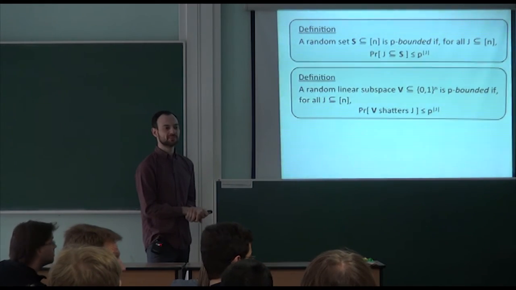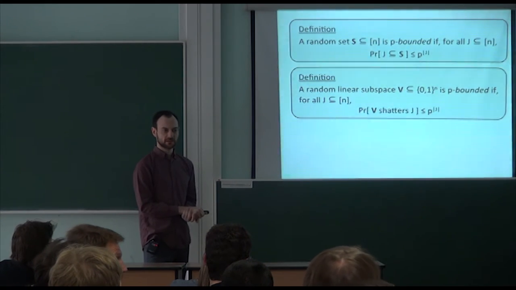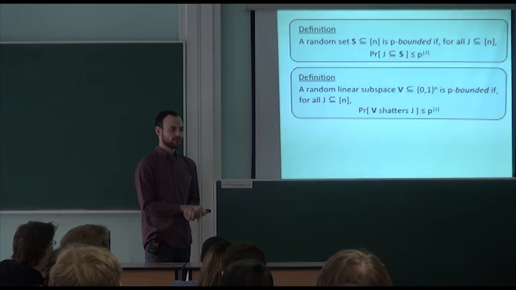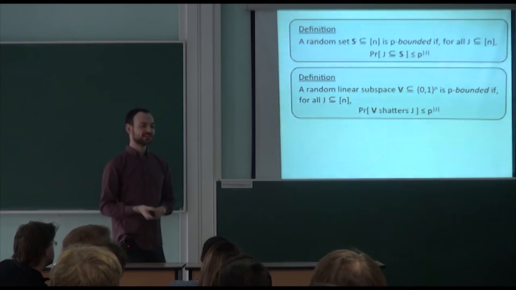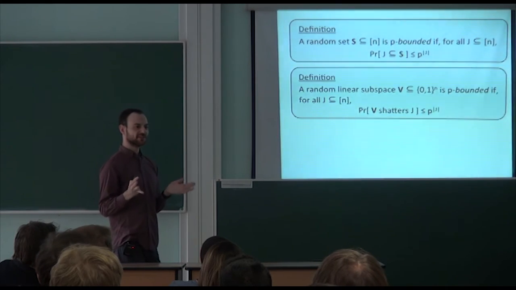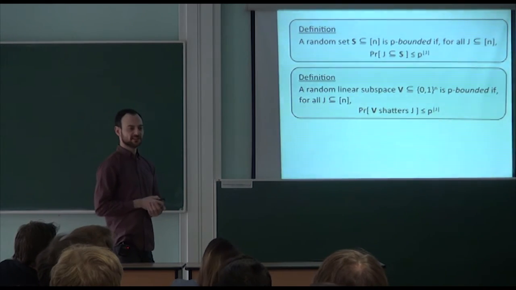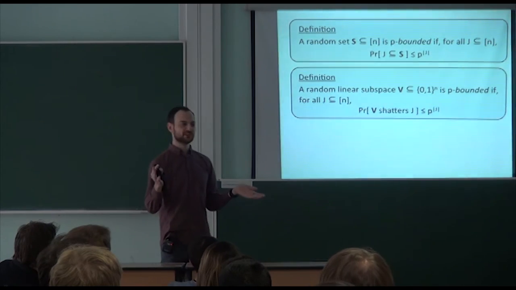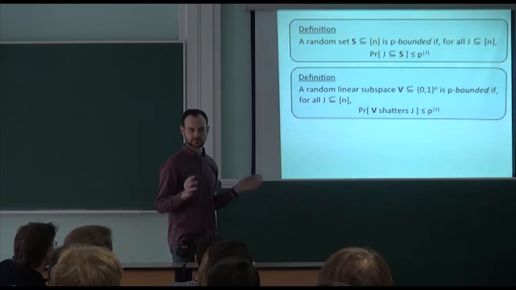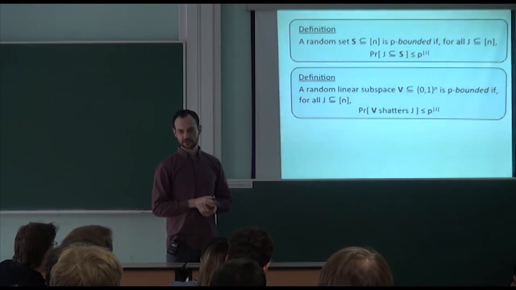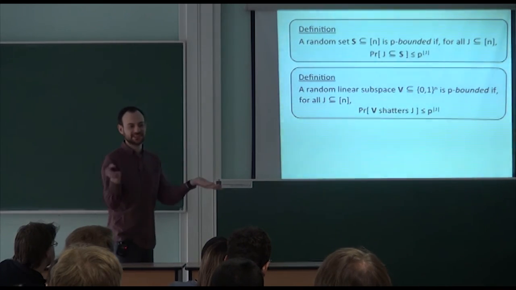So V is uniformly distributed over all possible linear subspaces, or you take some set of linear subspaces and then take the uniform? It can be an arbitrary distribution on linear subspaces. It could be uniform over some set of linear subspaces, but in general it can be arbitrary. In fact, in our application, it will be uniform over some set.